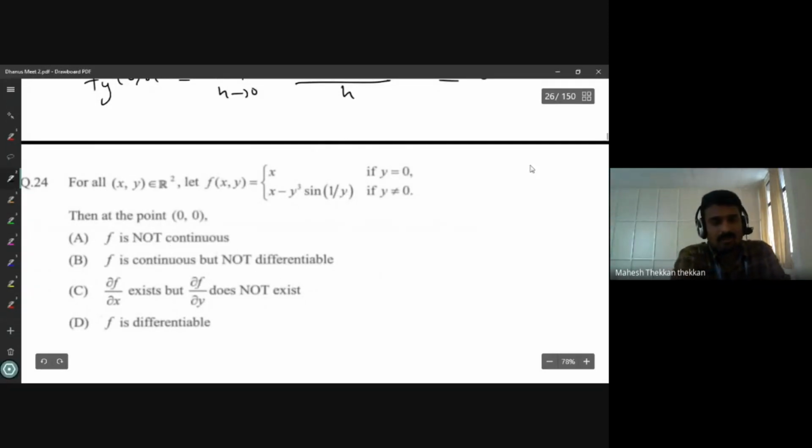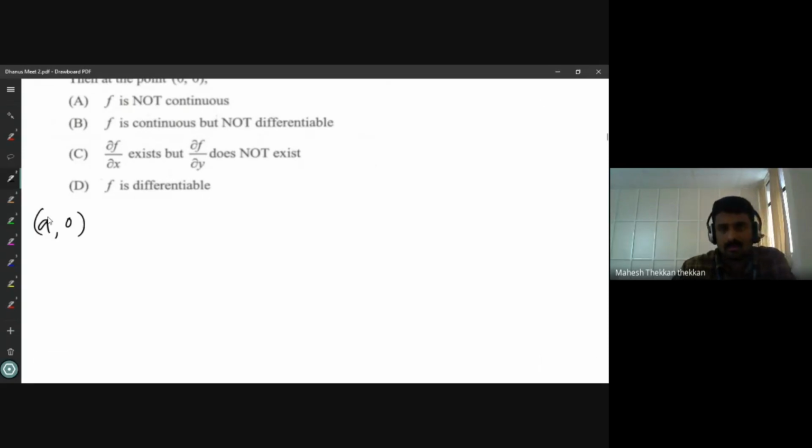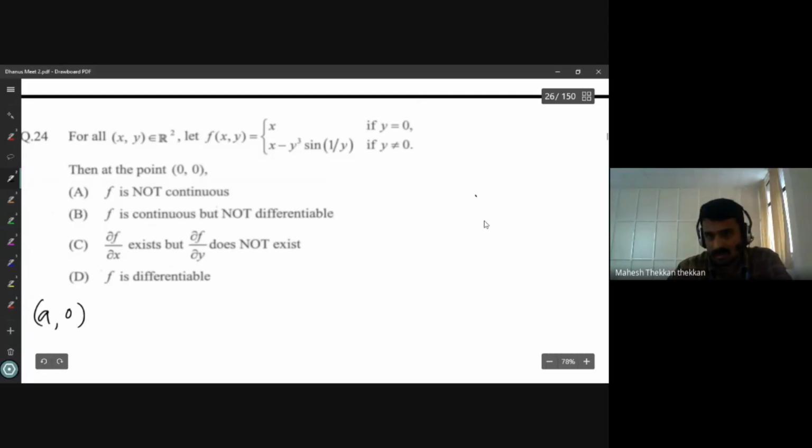For this question, you want to look at the continuity. You just look at the domain where it is defined: y equal to 0 and y not equal to 0 cases. So you only need to worry about the points where y equal to 0, that is, points like a comma 0. At these points you want to check whether this function is continuous or not. You have the domain like this, and y equal to 0 is the x-axis. So this is the line y equal to 0.